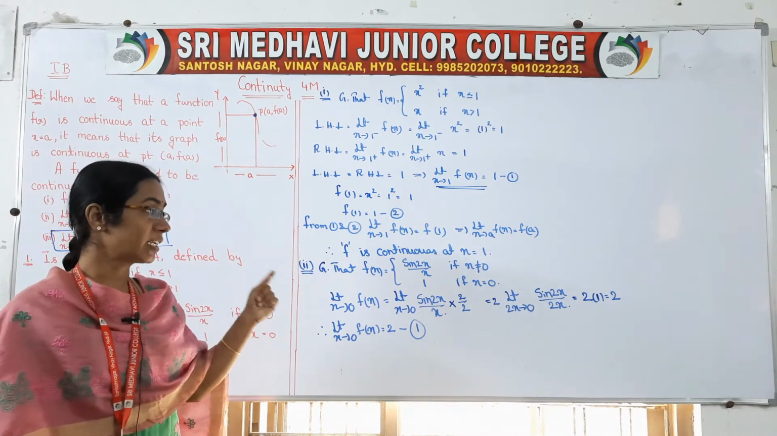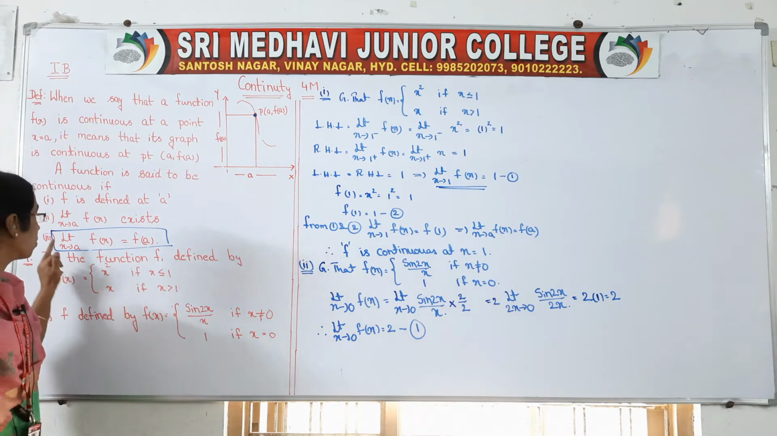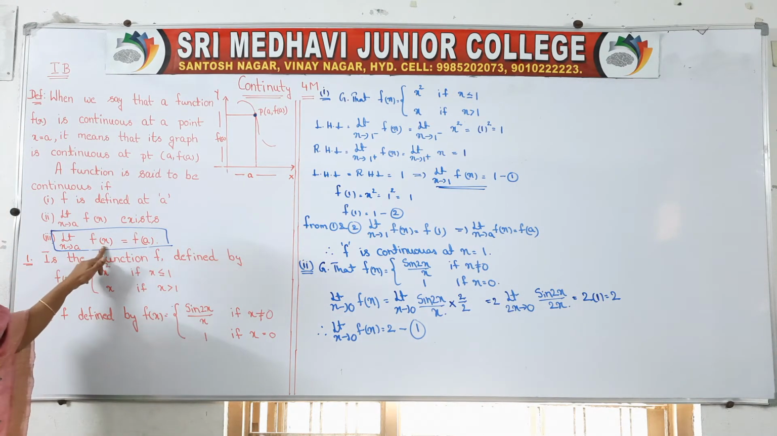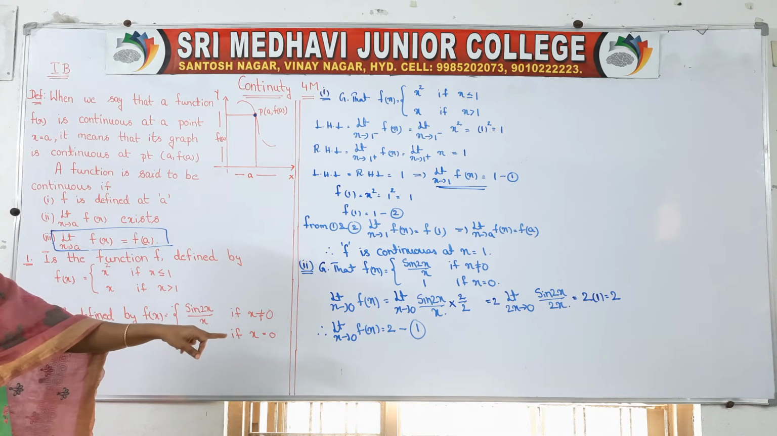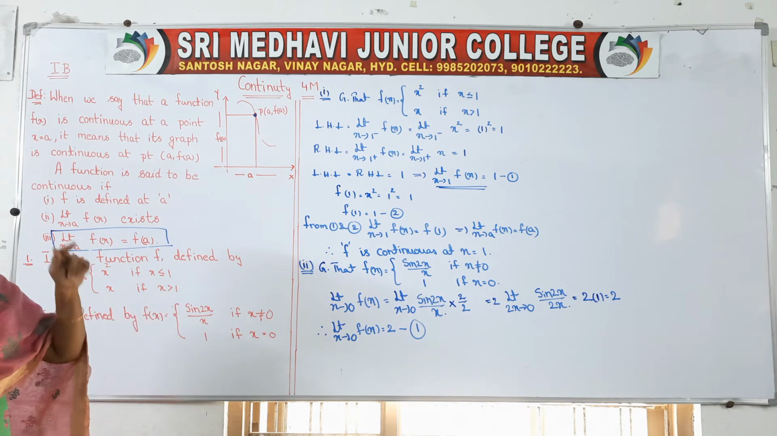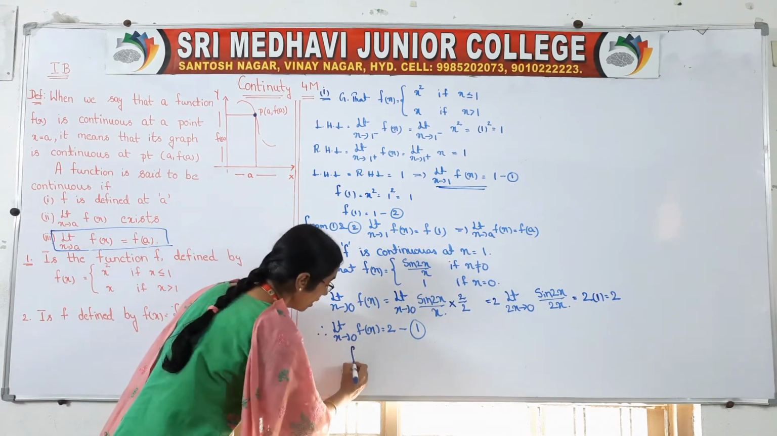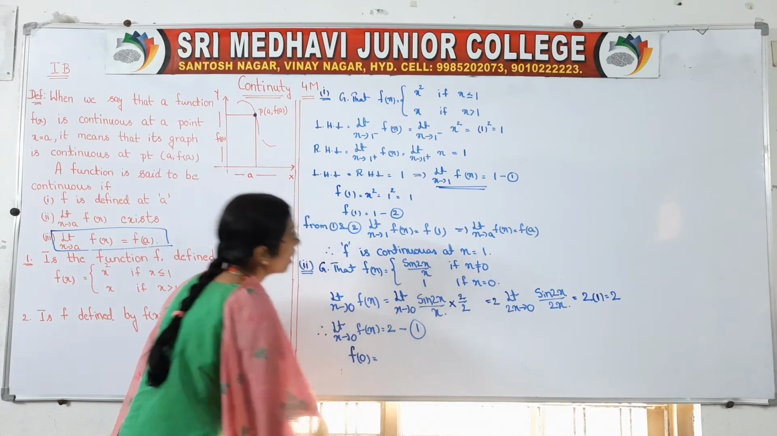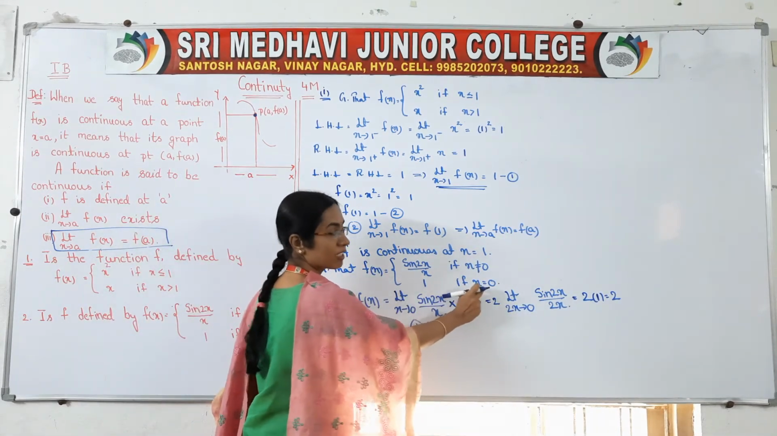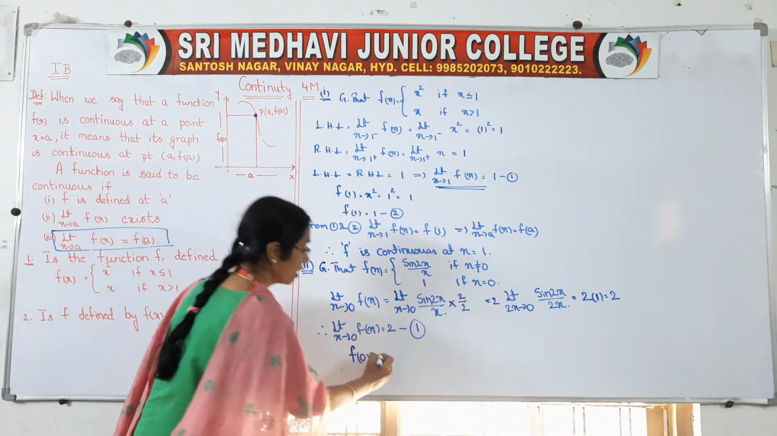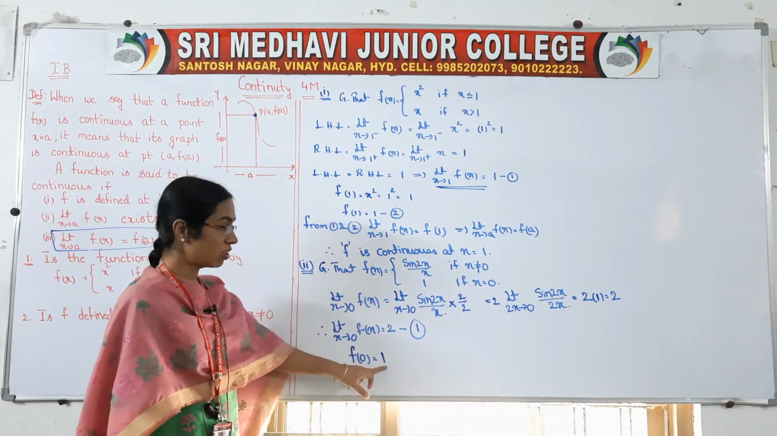But if less than, greater than are not given to us, then we have to go for limit x tends to a, f of x is equal to f of a form. So limit x tends to a, in our case a is 0, so we have to find f of 0 now. So come on, find f of 0. Here f of x is equal to 1 if x is equal to 0. How did I get f of 0 is equal to 1?